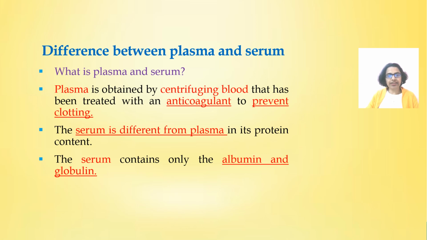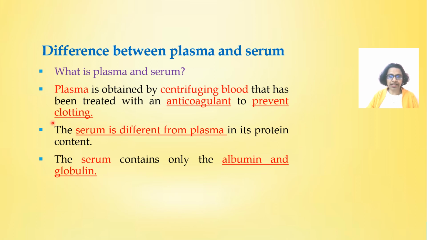So let us identify the difference between plasma and serum. So what is plasma and serum? Plasma is obtained by centrifuging blood that has been treated with an anticoagulant to prevent clotting. So how are we going to obtain plasma? Plasma is extracted during the process of centrifuging blood that has been treated with an anticoagulant, and we add the anticoagulant to prevent clotting. The serum is different from plasma in its protein content.